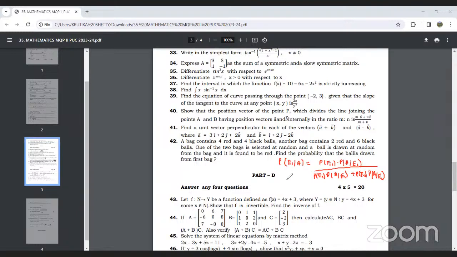So try it. Question 42 you all do for homework. Next, and already we have discussed this question.